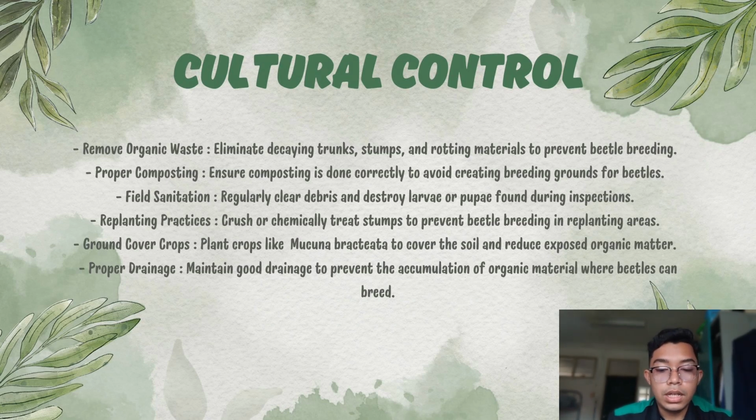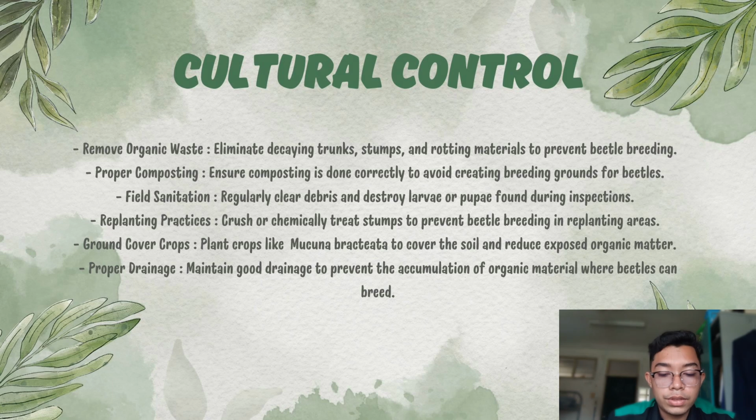Cultural control. Remove organic waste, eliminate decaying trunks, stumps, and rotting materials to prevent beetle breeding. Proper composting. Ensure composting is done correctly to avoid creating breeding grounds for beetles. Field sanitation. Regularly clear debris and destroy larvae or pupae found during inspection. Replanting practices. Crush or chemically treat tree stumps to prevent beetle breeding in replanting areas.